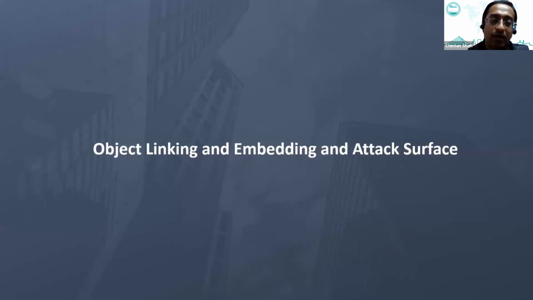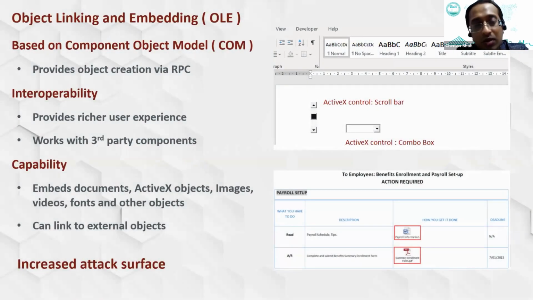So let's take a look at how object linking and embedding has been abused in the past. What is it? How is OLE initialized, and what are the attack surfaces? Object linking and embedding is basically the infrastructure built by Microsoft for having interoperability with third-party vendors. It is entirely built on Microsoft's COM infrastructure, which allows you to embed an object which is created in another application into a container application.